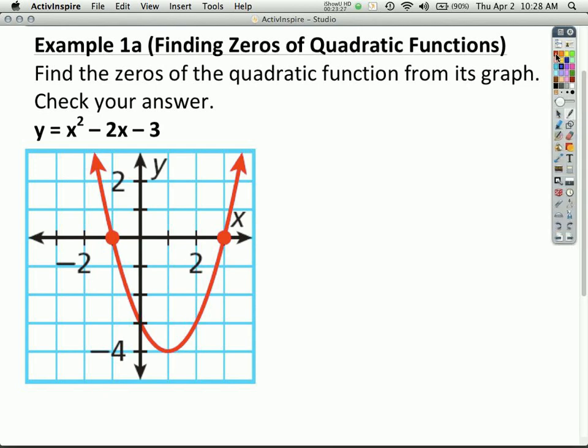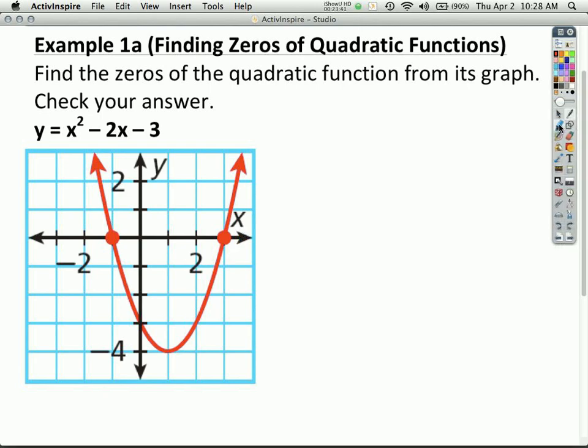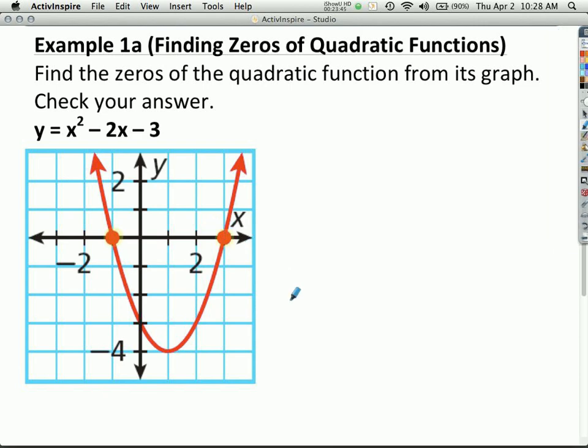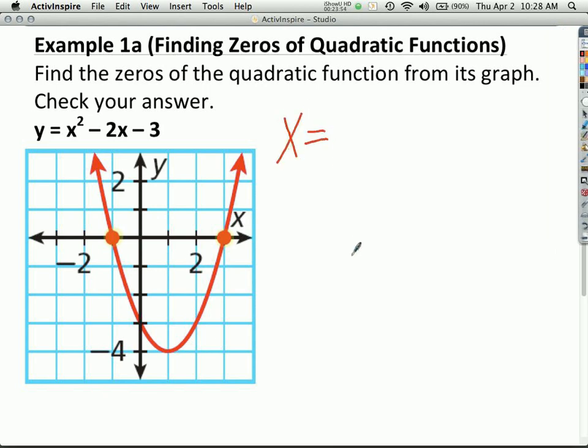So, the question is, what are the zeros of the function? So what we're doing when we have a graph is we're trying to locate on the graph where it is crossing the x-axis and identify those numbers. So it should be pretty clear to you that it's crossing here and here. So what are those locations? We think that the zeros are at x equals what?